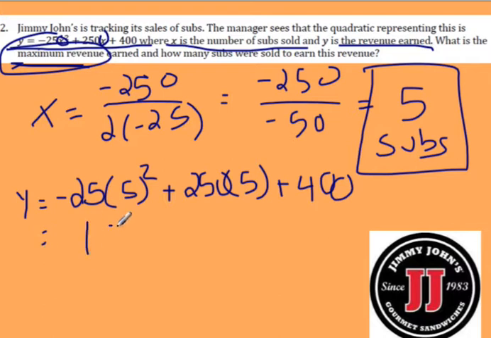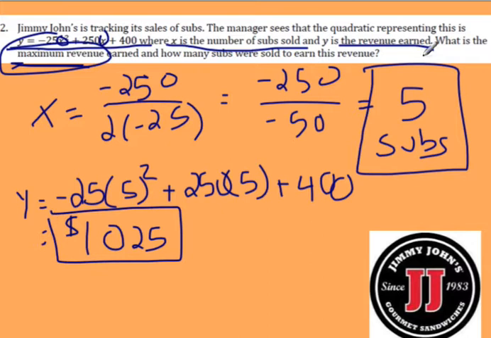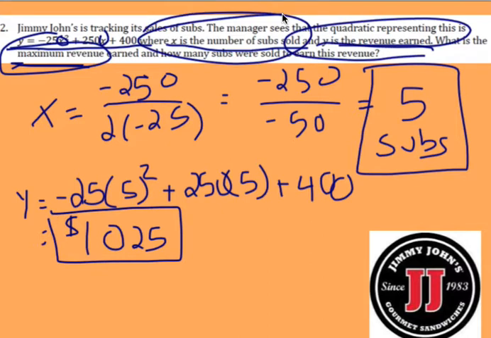And when I do that, I get 1,025. So that's going to represent my maximum revenue. And I know that from what they assign the variables to be up there. So my maximum revenue then is $1,025. Let's go ahead and take a look at number 3. It says a projectile is shot vertically up in the air from the ground.